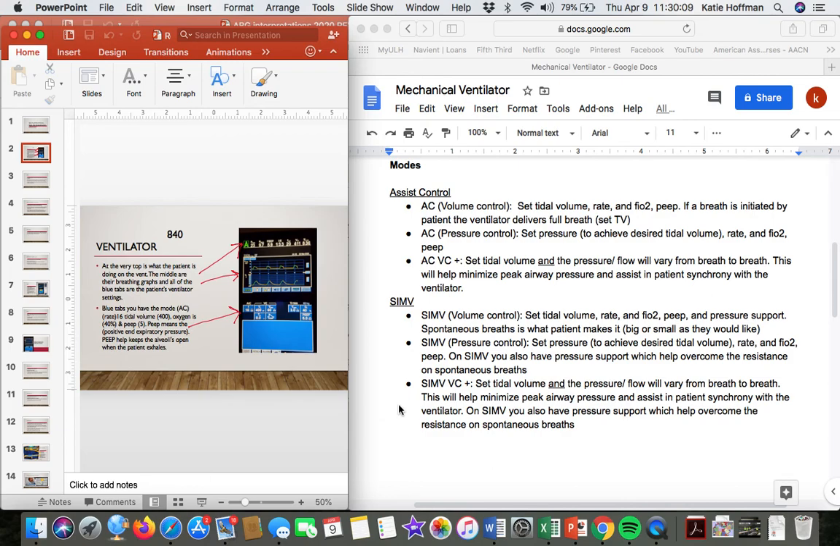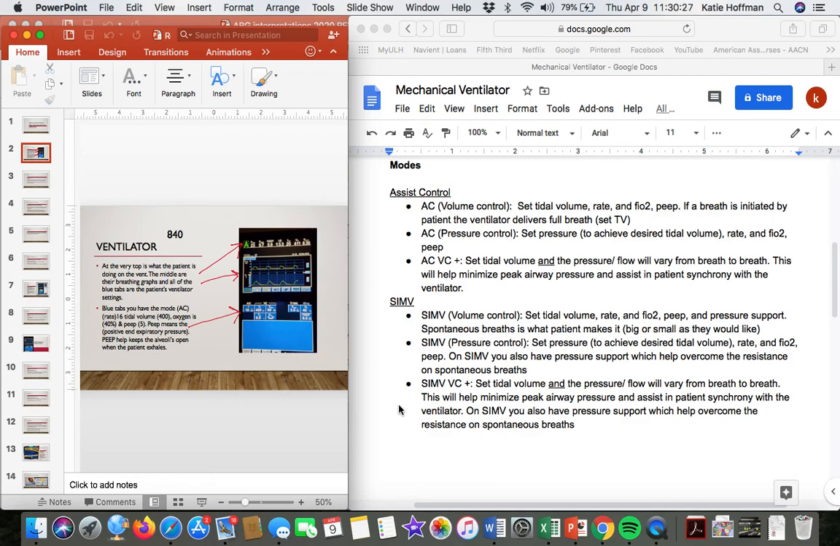So the way that I kind of think of this from a nursing perspective is, with any AC mode of ventilation, if the patient begins to initiate a breath, the ventilator is going to give them whatever is set, being the pressure control, the tidal volume, whatever it is. We're going to deliver all of it.